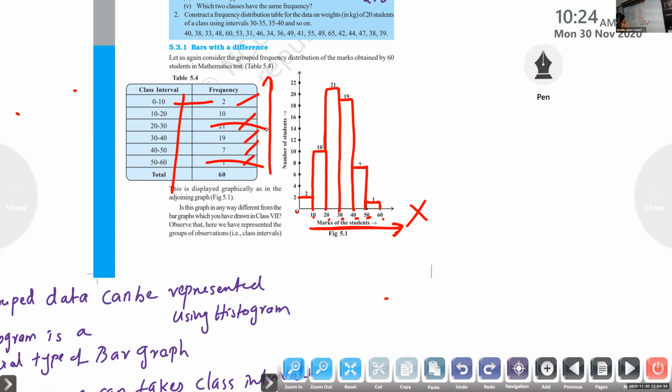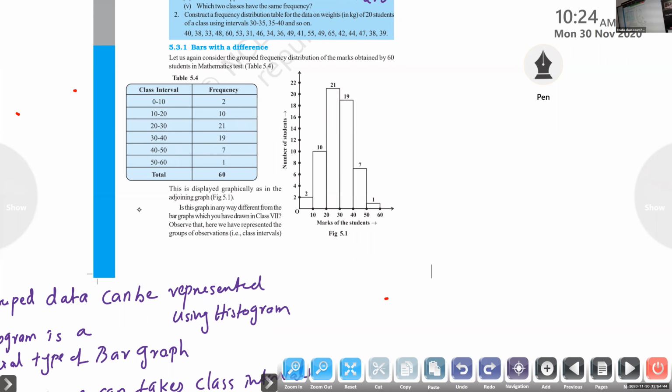Take your graph book on the right side. Write the question. Represent the following data using a histogram. And write this table. Take this table.